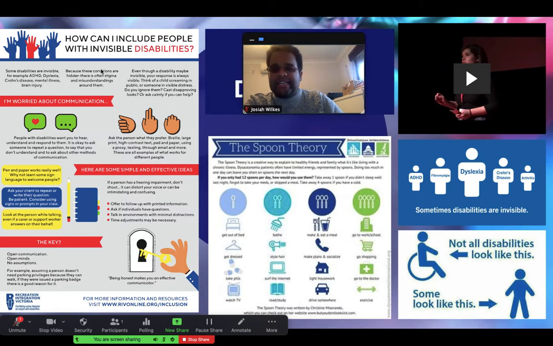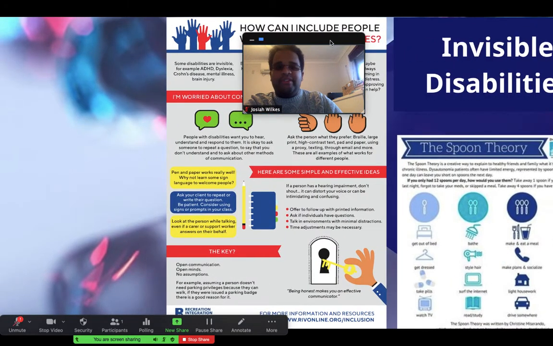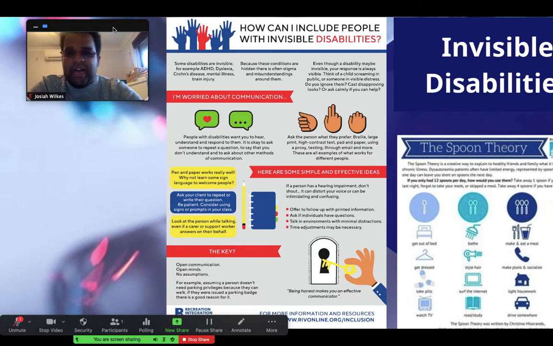So let's look at how you can include people with invisible disabilities in your class. Some disabilities are visible. Some disabilities are invisible. For example, ADHD, dyslexia, Crohn's disease, mental health, mental illness, and brain injury. Because these conditions are hidden, there is often stigma and misunderstandings around them.